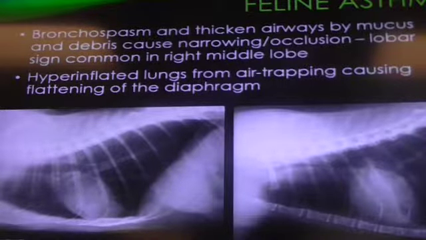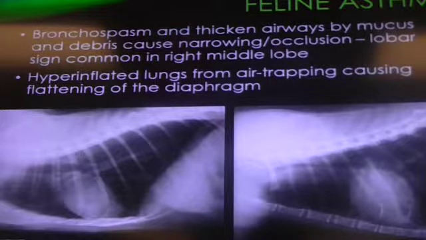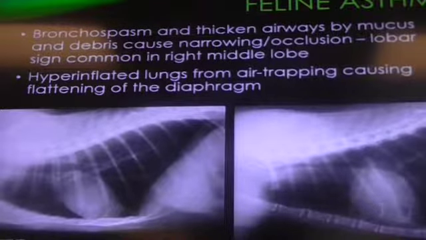I'll ask you. Okay, sounds good. So a lobar sign appears when there is a collapsed lung lobe. Okay. And when you review the normal thorax, then you will find out where the normal lung lobes are located. Can anybody tell me what lung lobe lives here in this area?